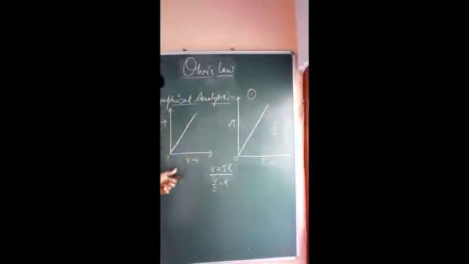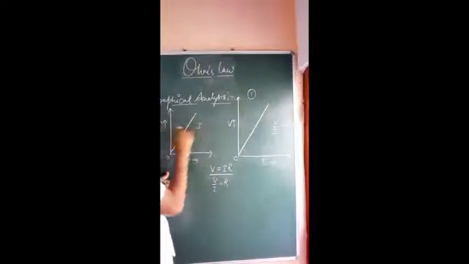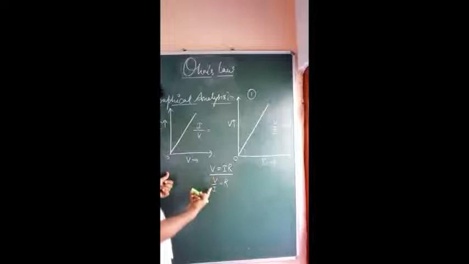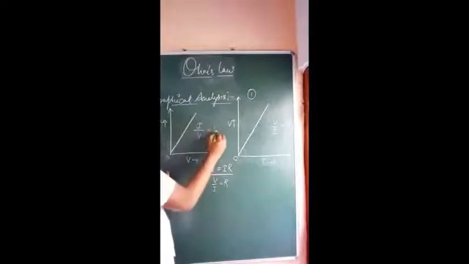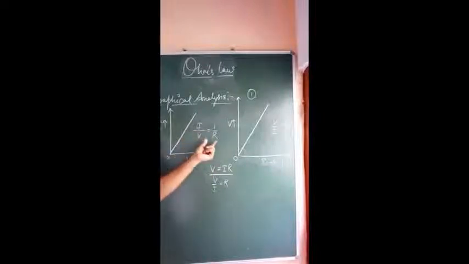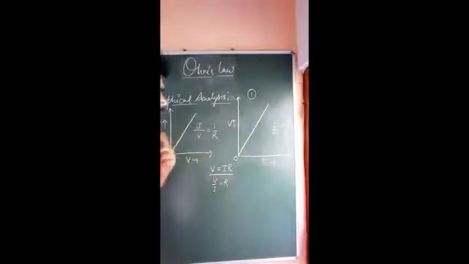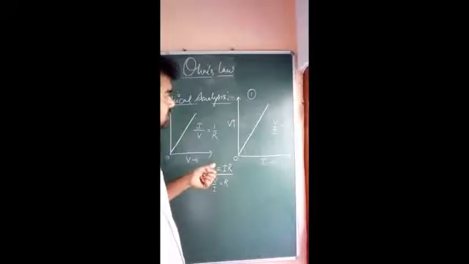So with this graph we know about the resistance of the wire, or the conductor. Similarly, this is the graph between I and V. This time the perpendicular is I and the base is V. So I over V, if you reverse the expression, is equal to 1 over R. So the slope of this graph will give 1 over R.